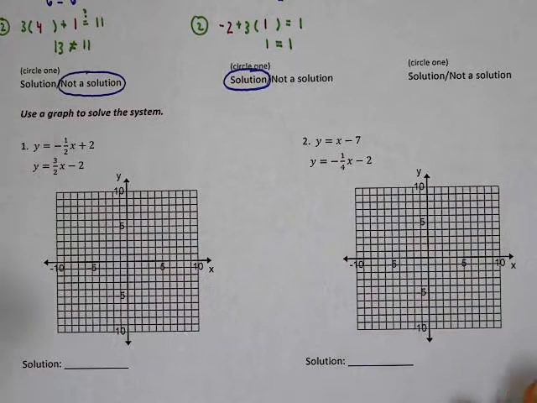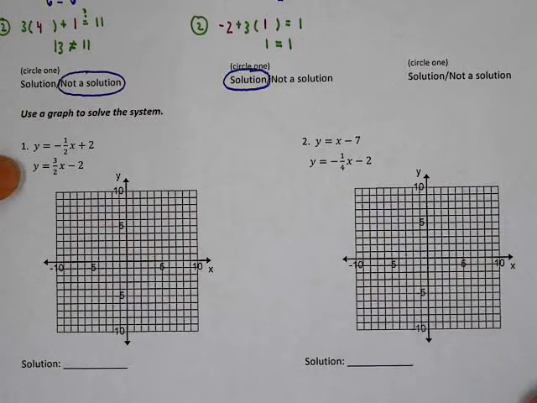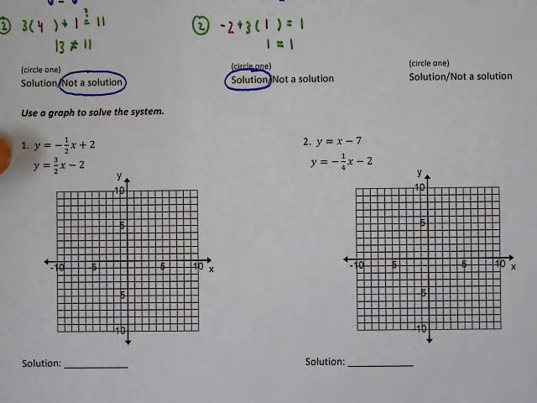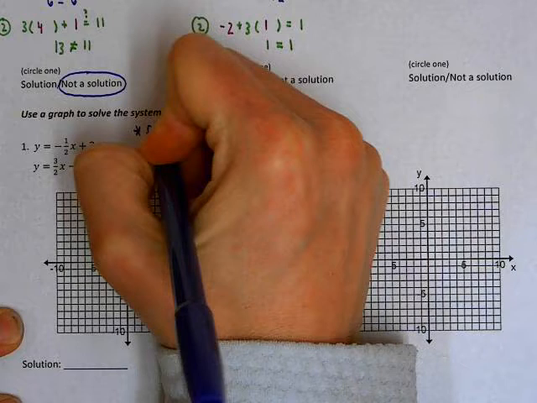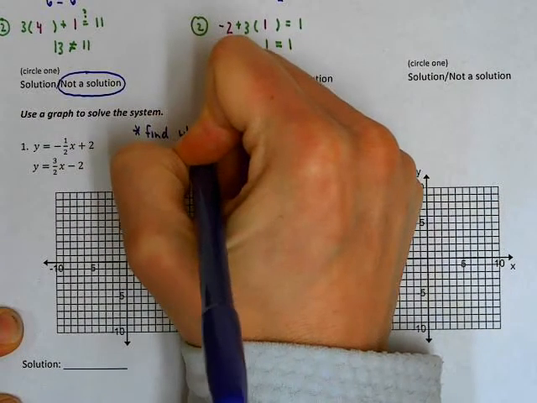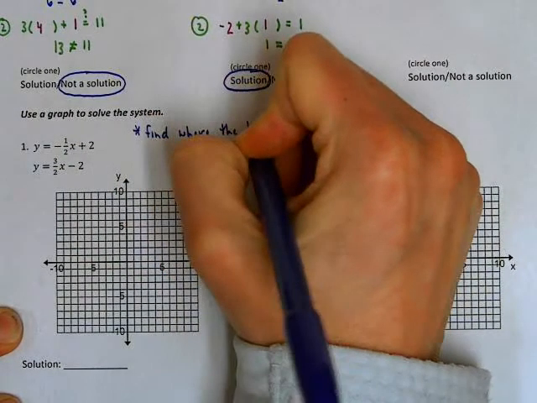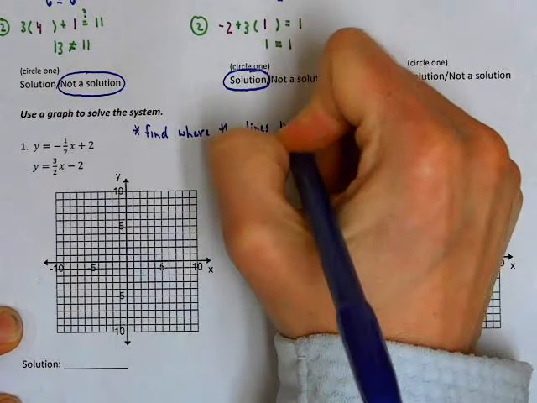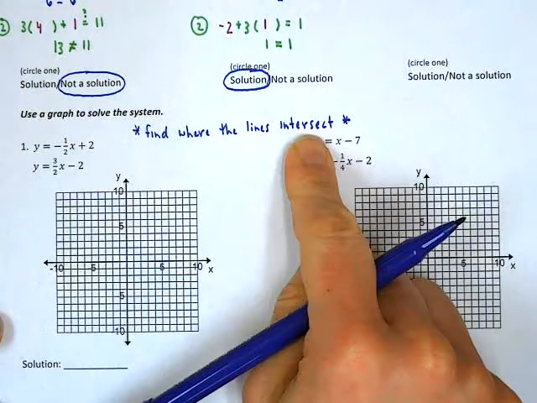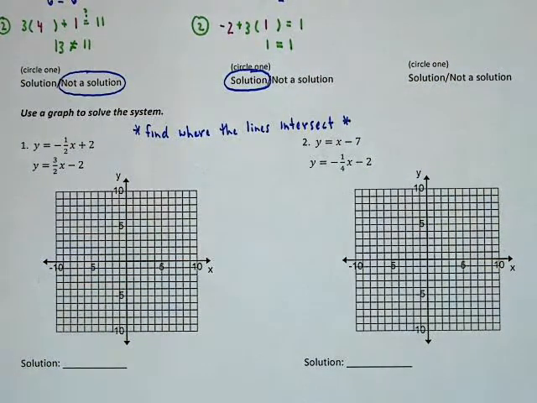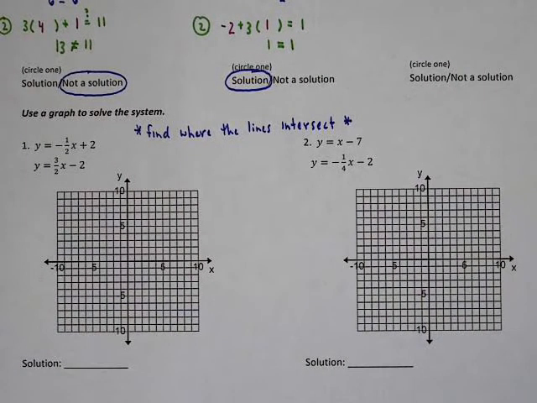So here's how we're going to do that. You see we have two linear equations here. We're going to graph both equations and we're going to find where the lines intersect. And remember, cross is just another word for intersect. So we're going to find where the lines intersect, and that point is going to be the solution of the system. So for this part, it's going to be important that we remember how to graph linear equations.